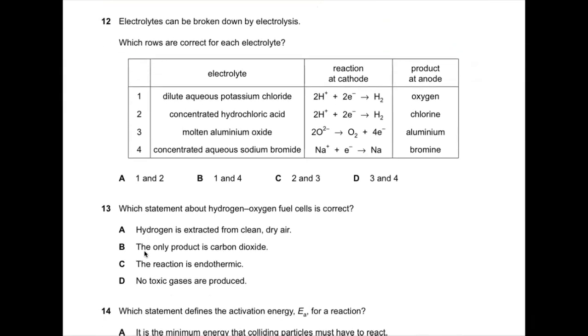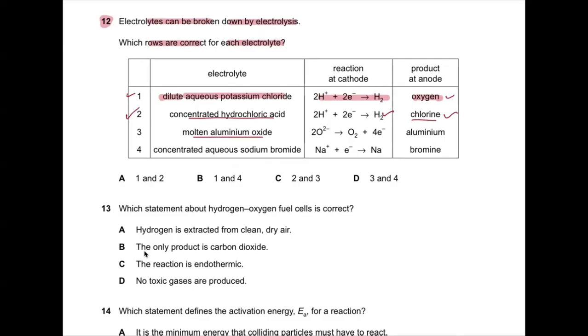MCQ number 12. Electrolytes can be broken down by electrolysis. Which are correct for each electrolyte? Okay. Dilute aqueous potassium chloride. It's aqueous, so at the cathode, yes. The product at the anode: it's dilute, so yes, hydroxide would go and oxygen forms. So yes, statement 1 is correct. Concentrated hydrochloric acid, hydrogen, so chlorine, yes, because it's concentrated, so chloride ion forms chlorine at the anode. So the second statement is correct.